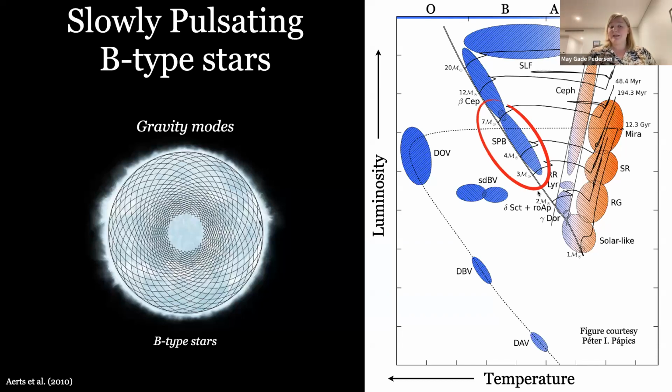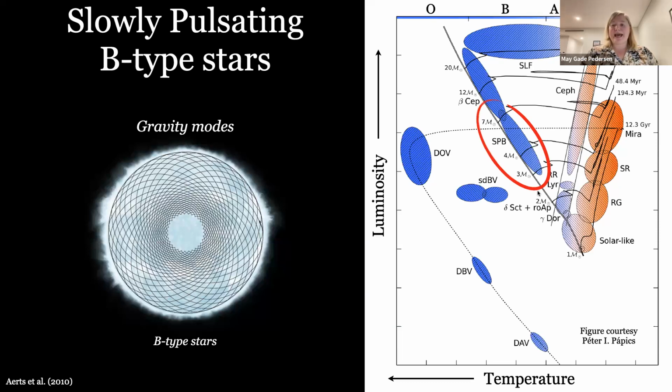So the slowly pulsating B-type stars oscillate in gravity modes, where gravity acts as the dominant restoring force behind the oscillations. And they're called slowly pulsating because the periods of the oscillations are between half a day and 5 days in total. Now, one unique property of these gravity mode pulsators, these slowly pulsating B-type stars, is that their oscillations form what we call period spacing patterns, which when we model, we can get additional constraints on the interior properties of the stars.